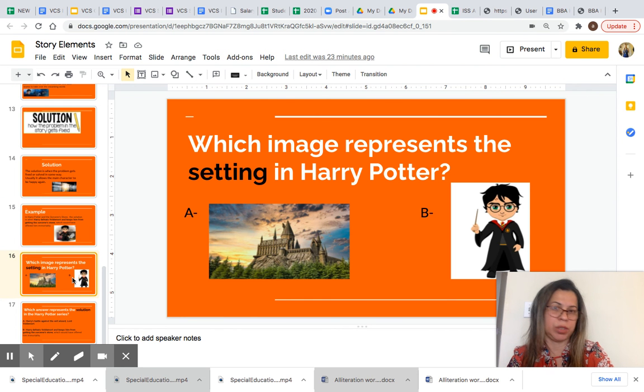Now it is your turn. Let's test your knowledge. Which image represents the setting in Harry Potter? Now, I'm going to remind you that setting is when and where a story takes place. Which one represents the setting here? The castle or the image of Harry Potter? You can point to the image or show someone next to you.